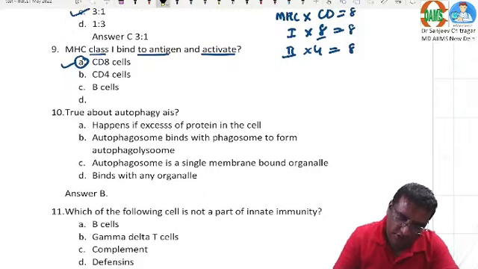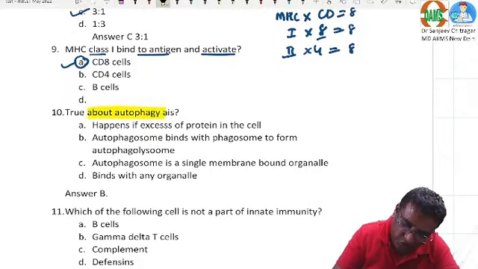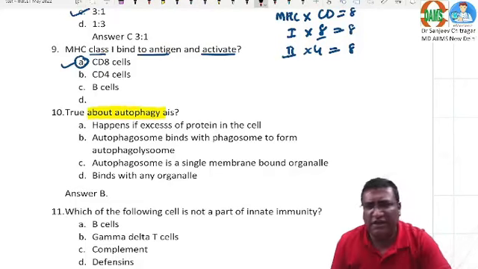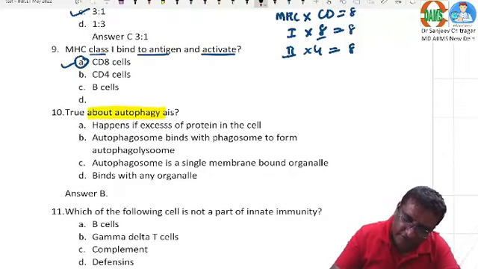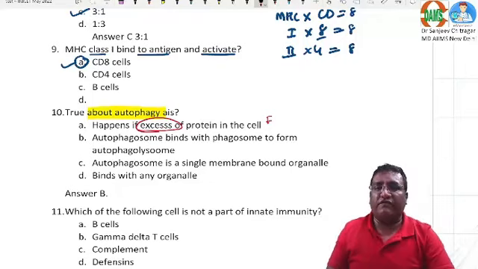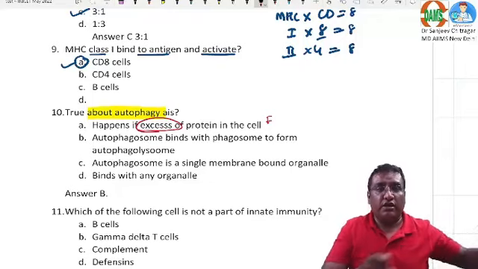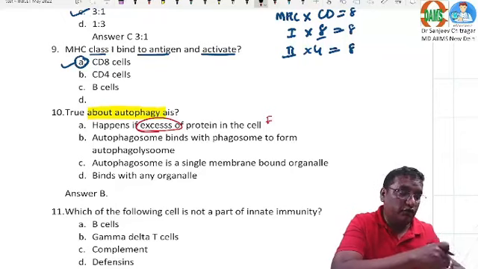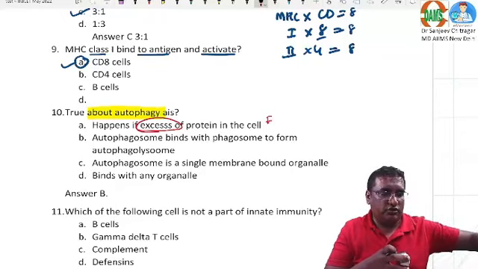True about, next question, autophagy is. They had asked this question about autophagy. We had discussed this in the class. Happens if there is excess protein in the cell, false statement. It will happen if there is a deficiency of protein or deficiency of a nutrient to the cell. That is true about autophagy, isn't it?